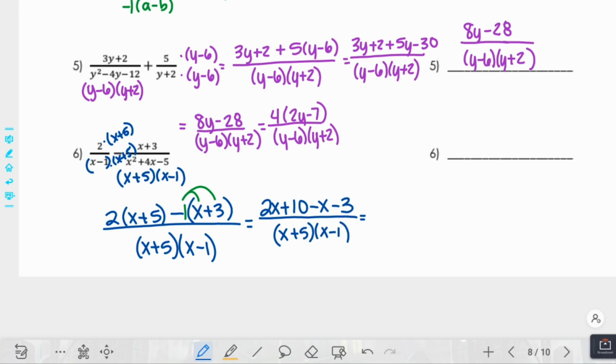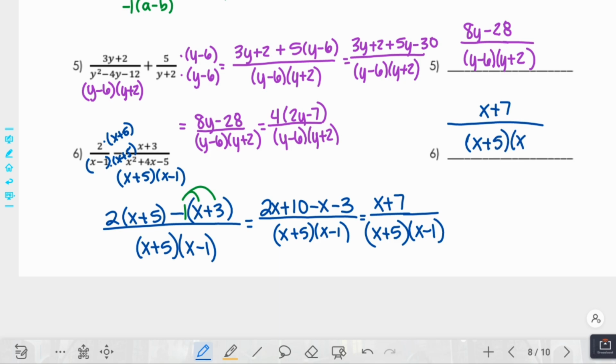Go ahead and combine like terms. So we're left with x plus 7 over x plus 5 times x minus 1. Nothing will cancel out. I can't factor any further. So my final answer is x plus 7 all over x plus 5 times x minus 1. And we're ready for the next page.